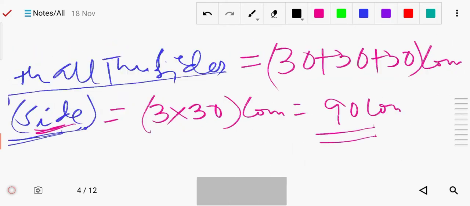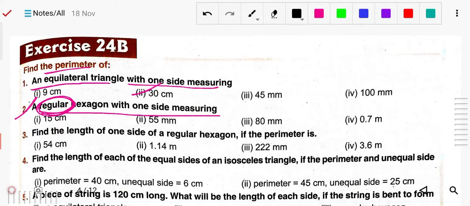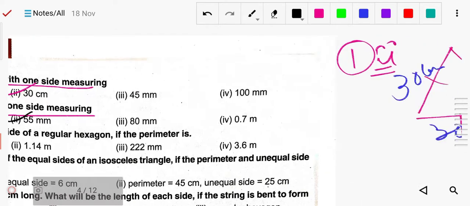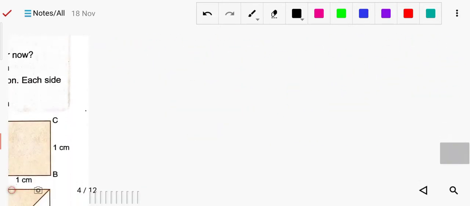Now it is a hexagon. In a hexagon, how many sides? In a hexagon, 6 sides. Got it? In a hexagon, how many sides? 6 sides. So here question number 2 we will solve. This is the hexagon, so 6 sides will be there.